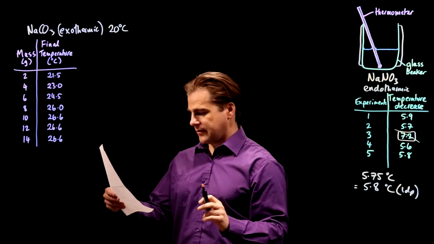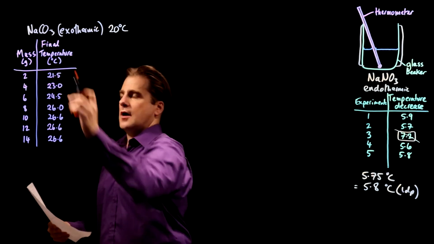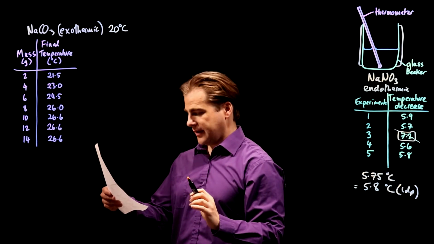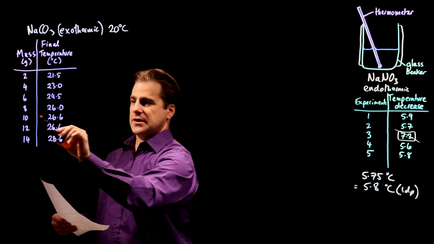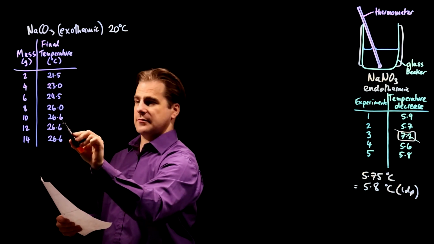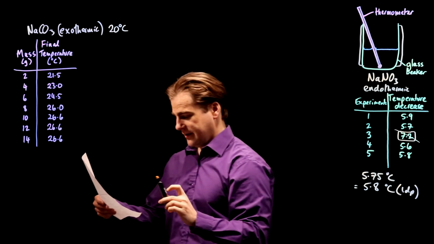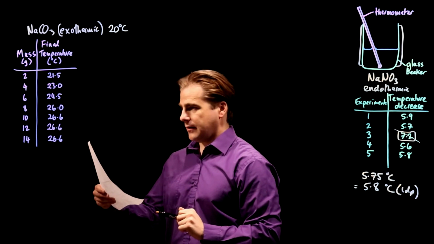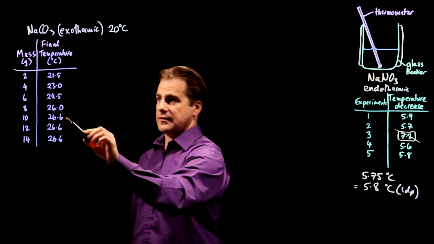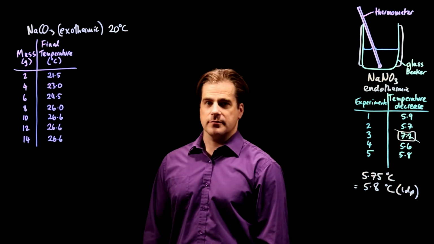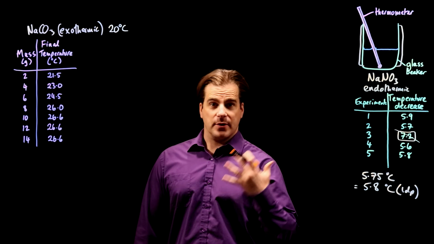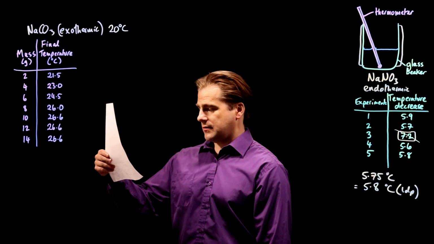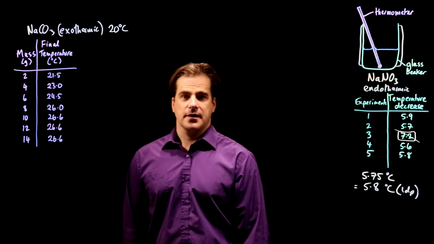You get the first mark for saying that as the mass of sodium carbonate increases, the temperature also increases. You get the second mark for saying from a mass of 10 grams onwards and temperature of 26.6 degrees C, it stays constant. And you get the third mark for using the word constant. You have to say that the temperature remains constant. There you go. That's how you extract 3 marks from that question. And I think that's everything. Yes? Good. There we go.